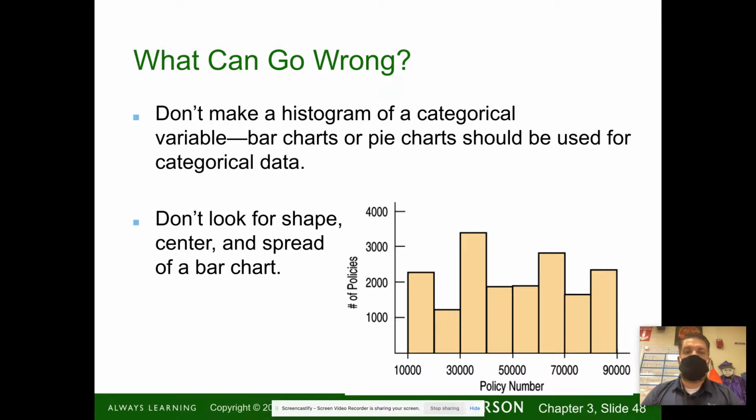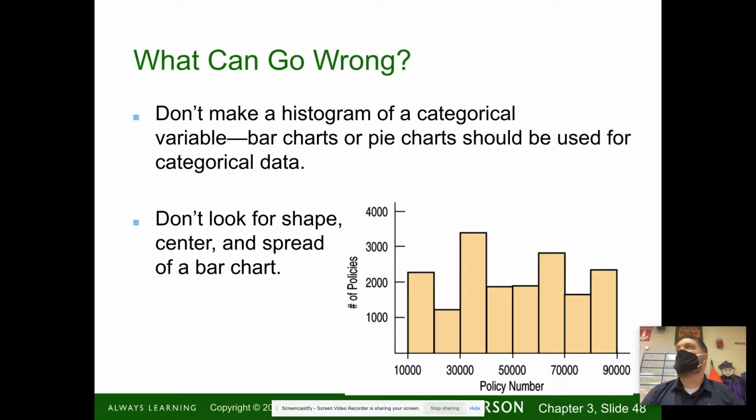So what can go wrong? Well, you make a histogram of a categorical variable, and pie charts and bar charts should be used for categorical data, right? Now let me explain that. If I want to know how many kids like pizza, I'm measuring something, but I'm measuring pizza. If I want to know how many kids like cheeseburgers, I'm measuring something, but it's categorical. I'm measuring how many pizzas, how many, does that make sense? This is quantitative. How many cheeseburgers do you eat? How many pizzas do you eat?